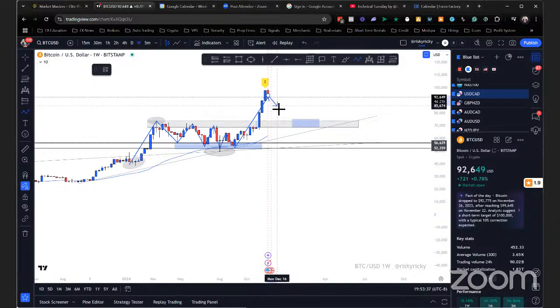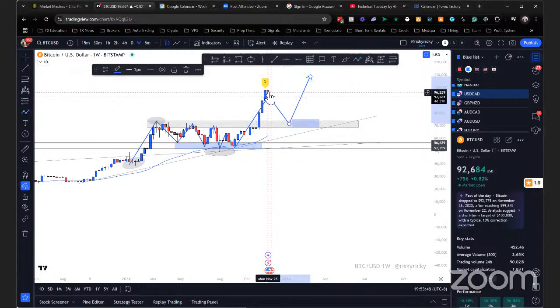I think overall, Bitcoin is clearly bullish, especially with Trump in office, he's really strong on the crypto stuff. So I could see it retracing potentially down to about here, and then that's more like a long-term play. Buying at a discount is going to be better than buying up here, right?